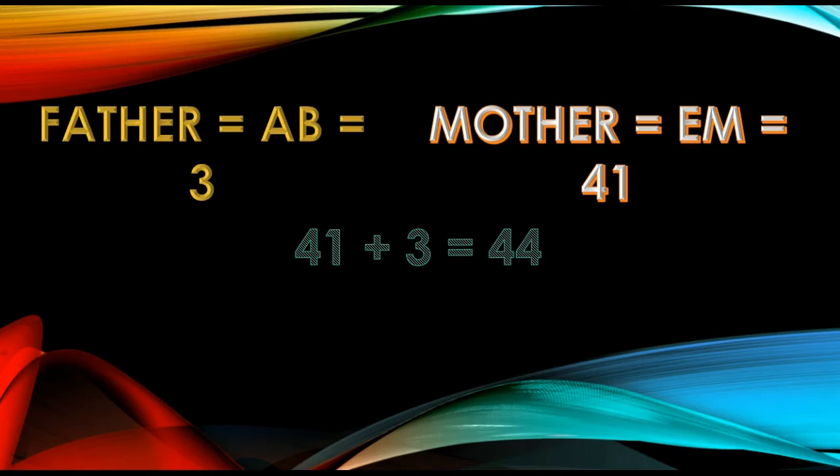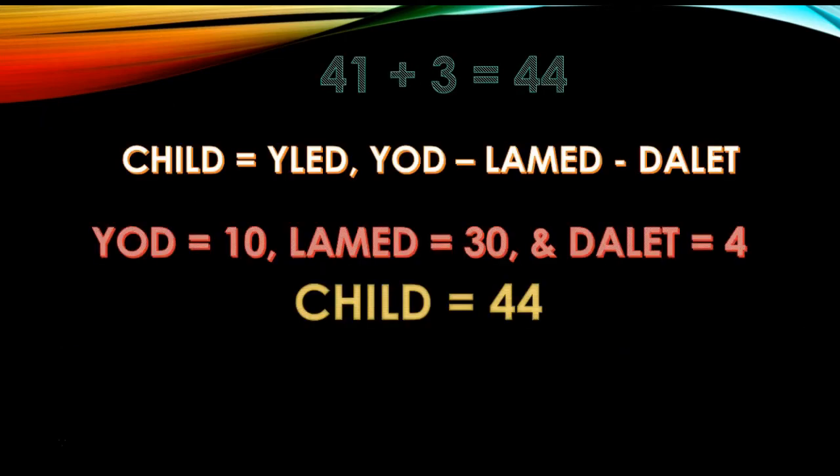41 plus 3 equals 44. So let's remember that number 44. Very important, because when a man and a woman come together and they become married and they have children, now they're a father and a mother. Okay. So we have this word called child, Yeled, Yod, Lamed, Dalet, and the Yod is represented by the number 10. Lamed has a value of 30, and Dalet has a number of 4. The child actually equals 44.